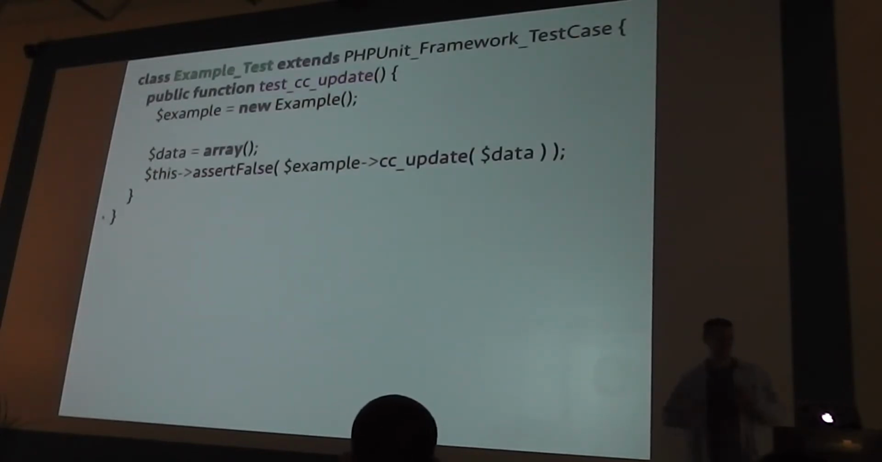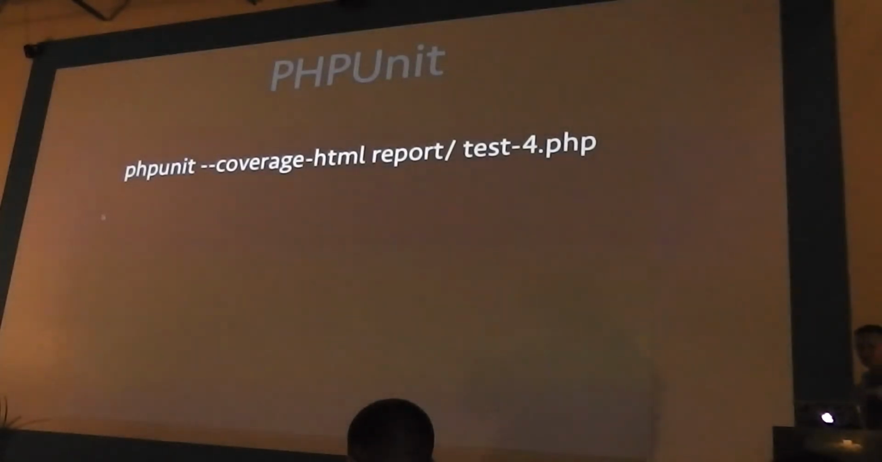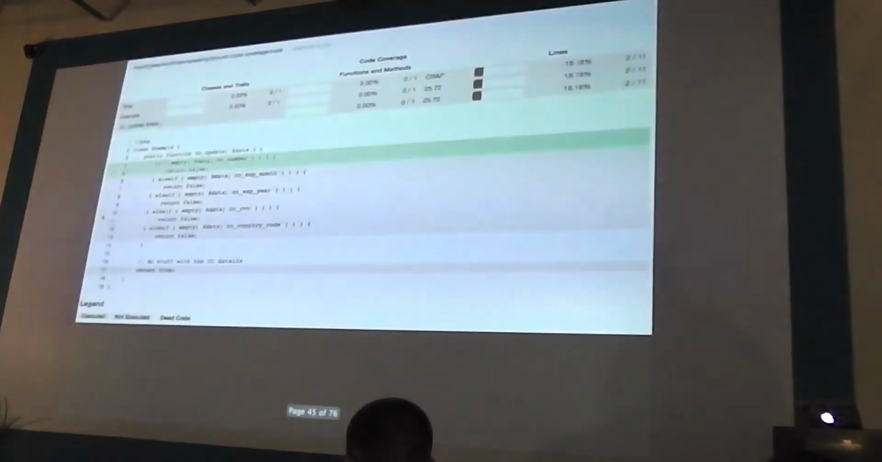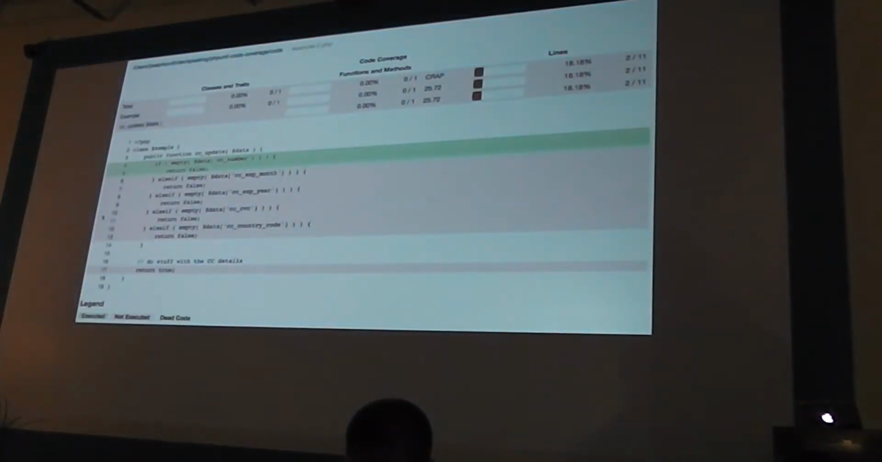So I'm going to write a test that says, here's an empty array of data. We expect to get a false response back. Again, running this, super simple. Nothing exotic there. And you get something that looks like this in your HTML. So we get a crap score of 25. We only have 18% code coverage. And you can see we've only really tested 2 lines out of our 11 that could be executable in this process.